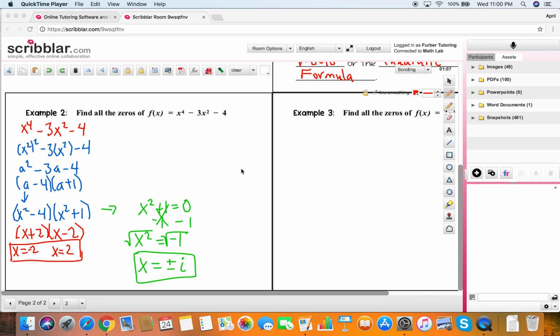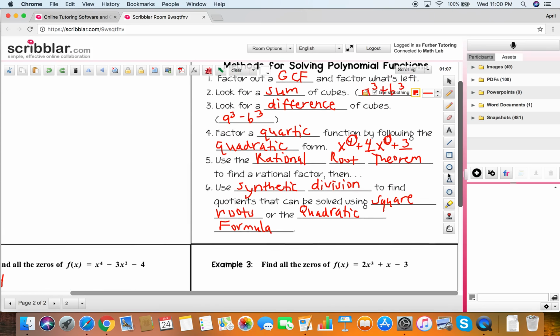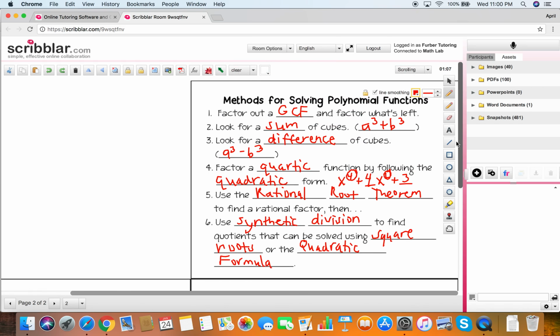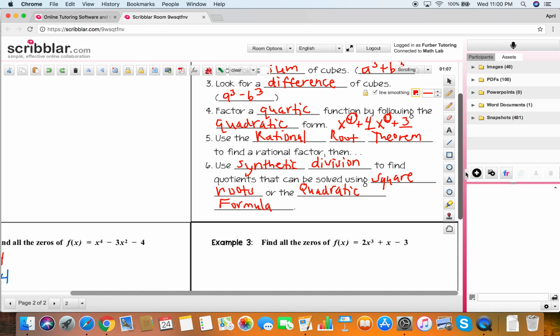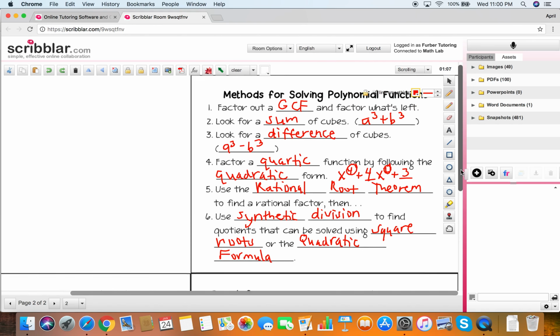Okay, and the last example we're going to be looking at, again, we're looking at all the factoring methods together, is going to be this. F of x equals 2x cubed plus x minus 3. So let's go up here. Let's see, does it have a GCF? No. These two have x's, but that one doesn't.